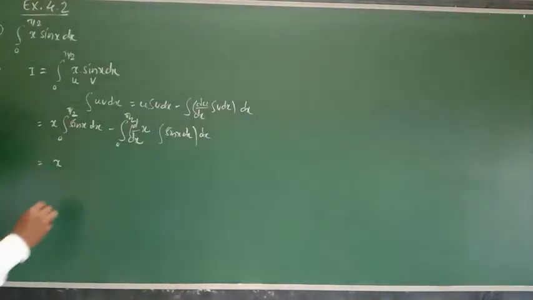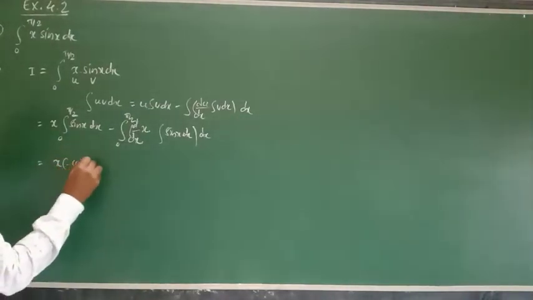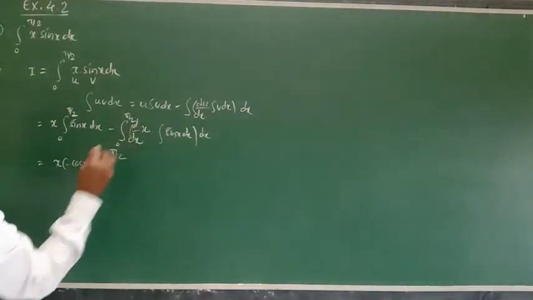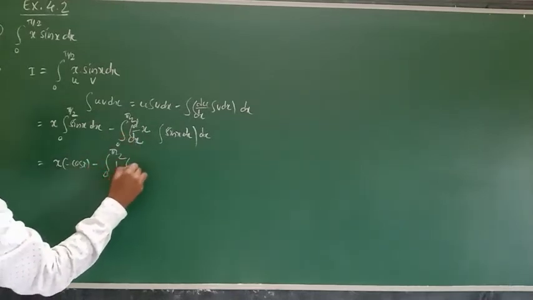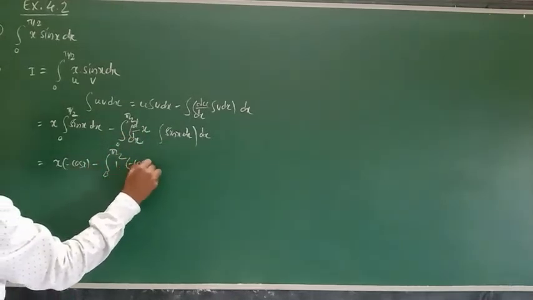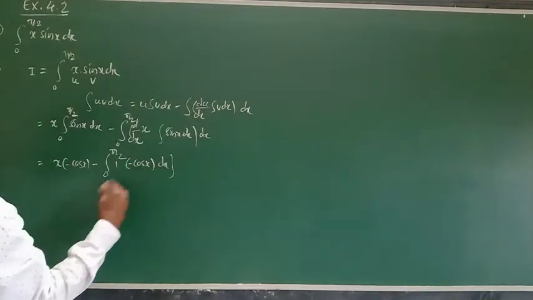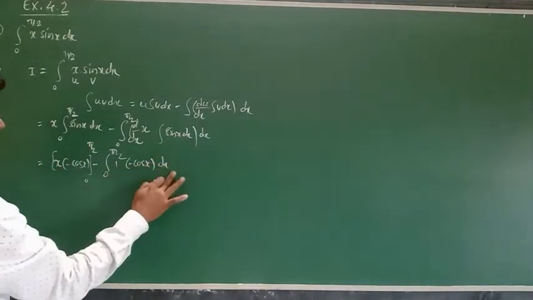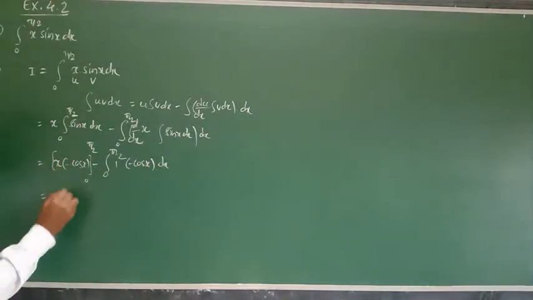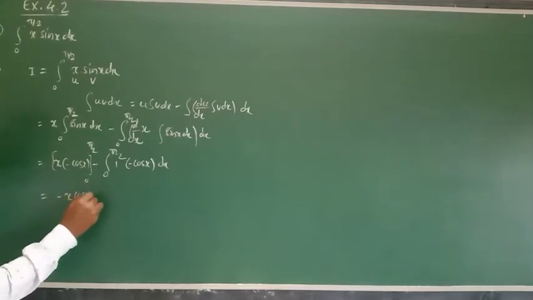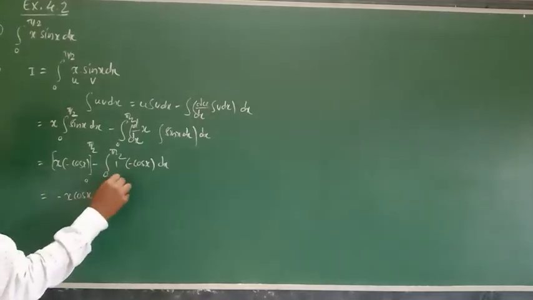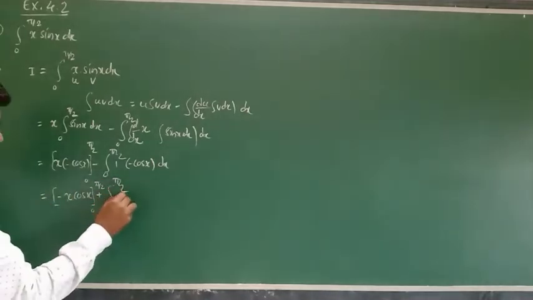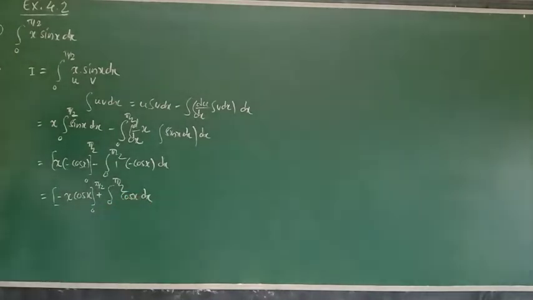What is integration of sin x? It is minus cos x, limit 0 to pi by 2, minus 0 to pi by 2 derivative of x with respect to x is 1 and integration of sin x is minus cos x dx, total integration limits 0 to pi by 2. Then what is it? Minus x cos x, minus minus plus, limit 0 to pi by 2. Integration of cos x dx.